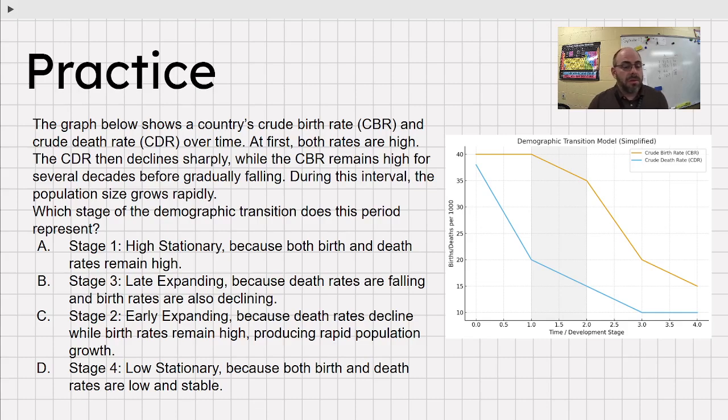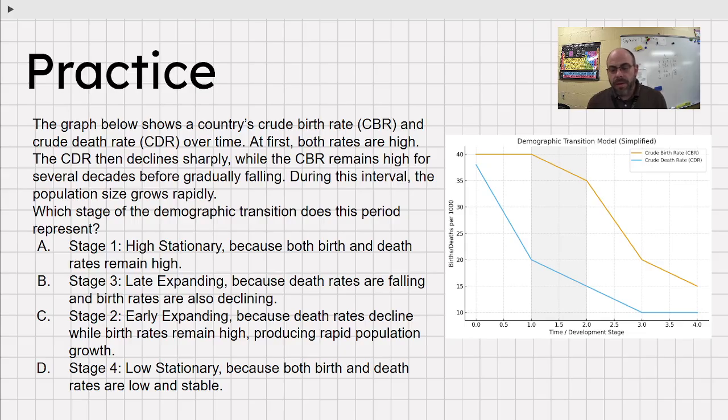The graph below shows a country's crude birth rate and crude death rate over time. At first, both rates are high. Then the crude death rate declines sharply, while the crude birth rate remains high for several decades before gradually falling. During this interval, the population grows rapidly. Which stage of the demographic transition does this period represent?